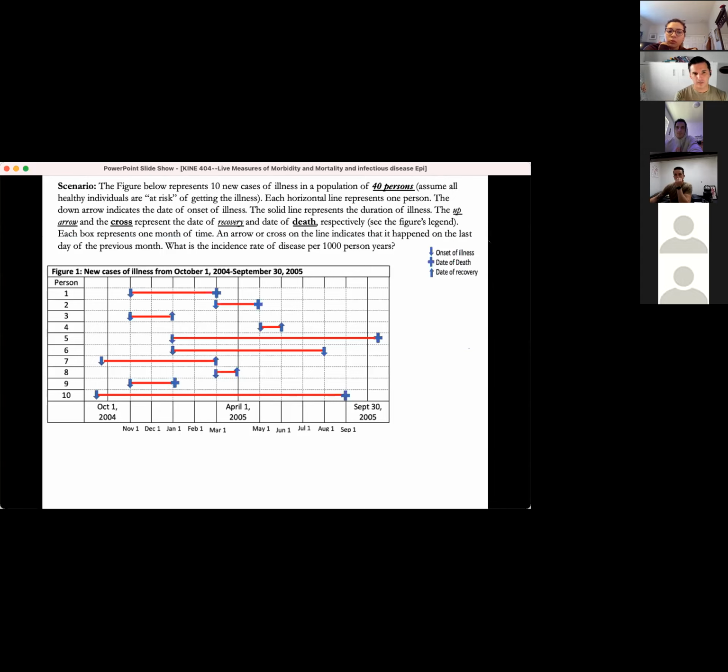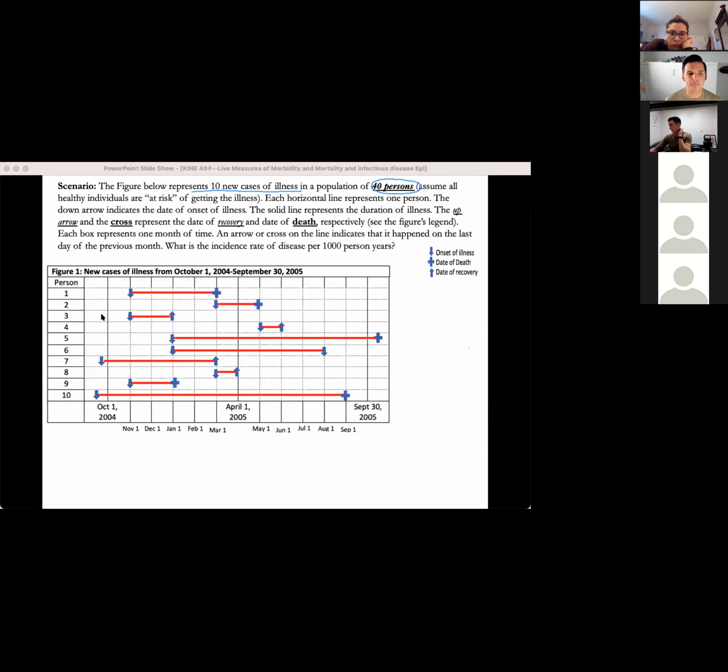What we're looking at here, and I'm going to go through details of what this figure represents. This figure, first off, we have a population of 40 persons. So there are 40 people in our population as a whole, as indicated right up here in the description of this figure. The figure itself represents 10 new cases out of that population of 40 people.